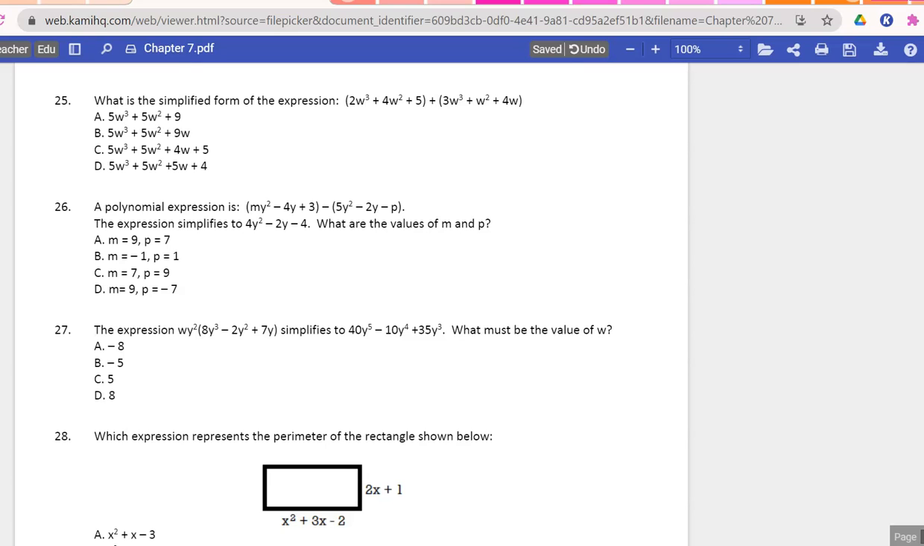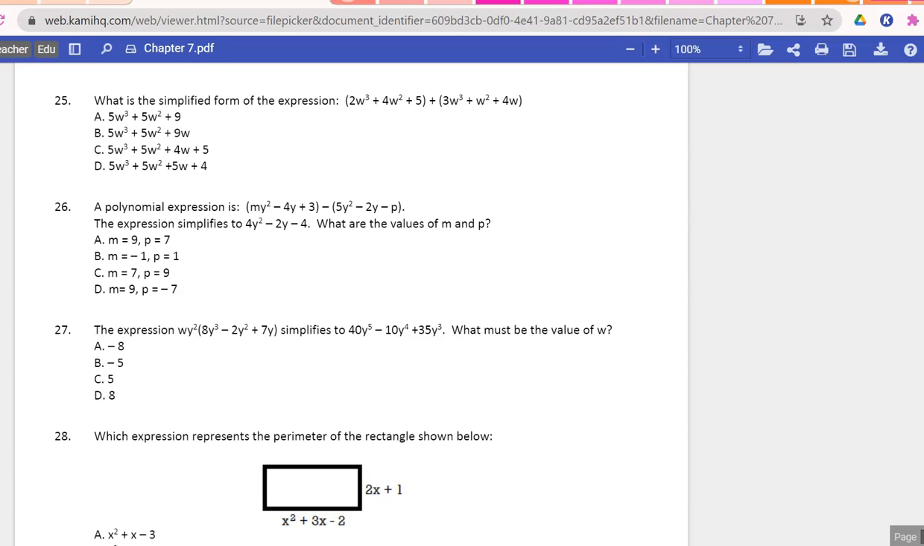26 is another question where you have mystery numbers. In this case, you have to find two things. So you get a polynomial expression, my squared minus 4y plus 3 minus 5y squared minus 2y minus p. They tell you what it simplifies to. It simplifies to 4y squared minus 2y minus 4. And they want to know what are the values of m and p.